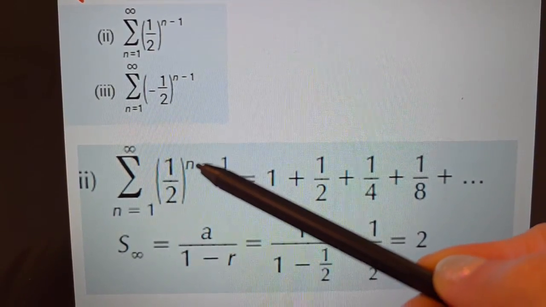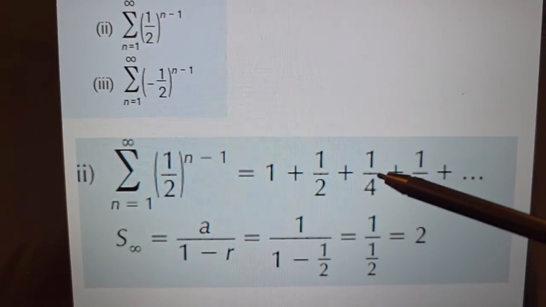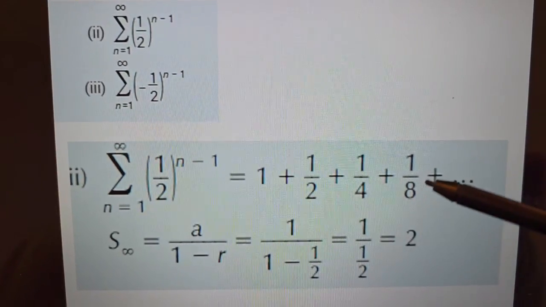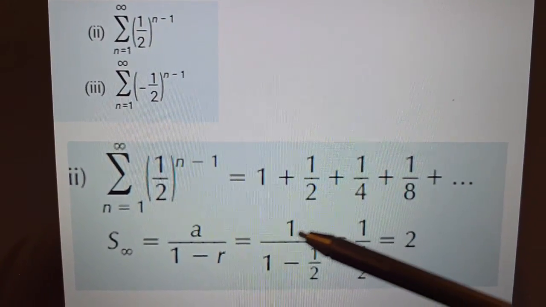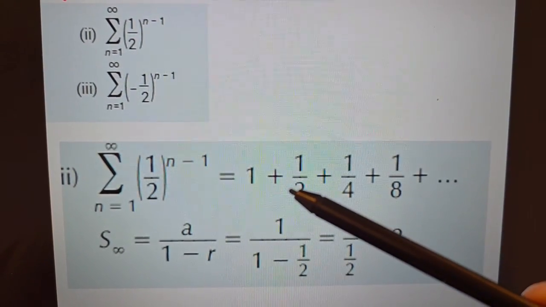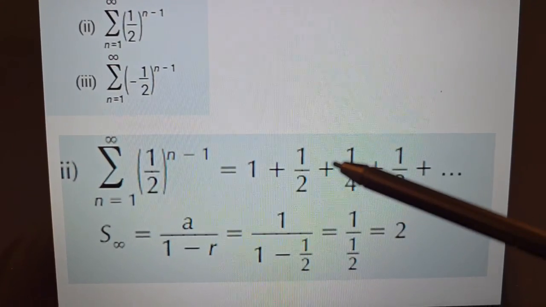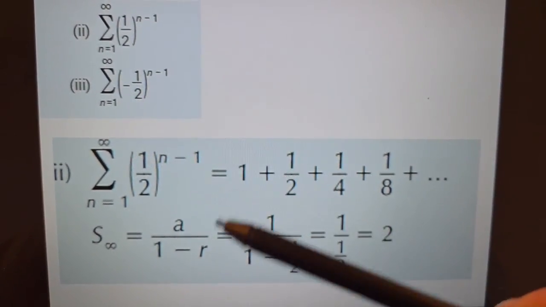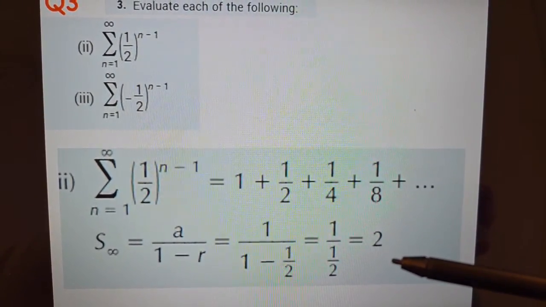Sub in n equal to 2 into that. Second term will be a half. If you subbed in n equal to 3, you'll tidy up and it'll be a quarter. You could sub in n equal to 4 and you'll get the next one. Okay, you only need the first 3 terms. So get your common ratio. Term 2 divided by term 1, a half divided by 1 is a half. Or you could check a quarter divided by a half will give you a half as well. So my common ratio is a half. The first term was 1. Sub it into your S of infinity formula and it should all equal 2.